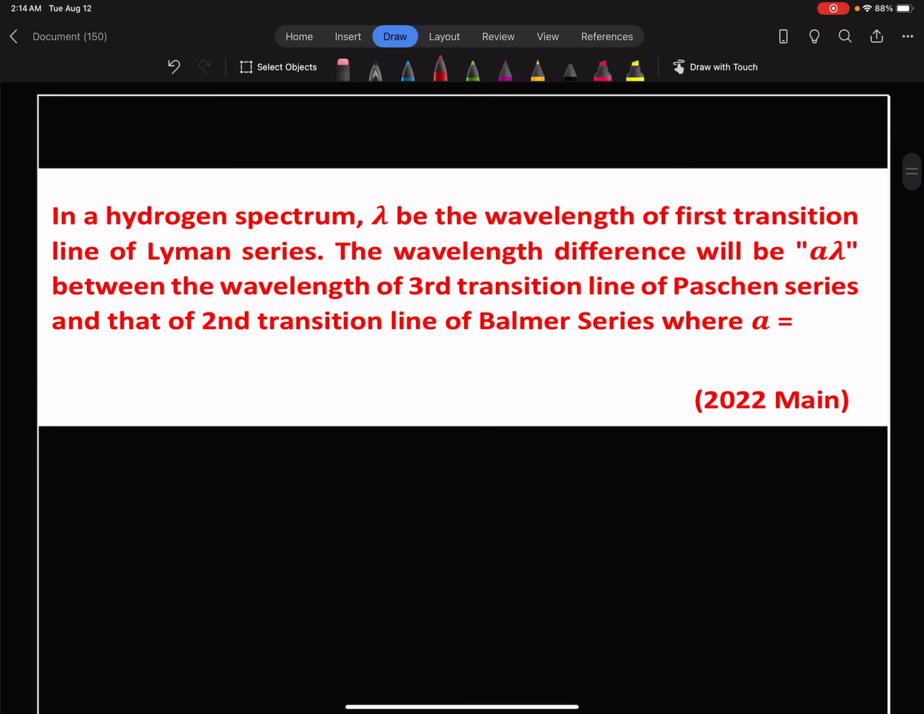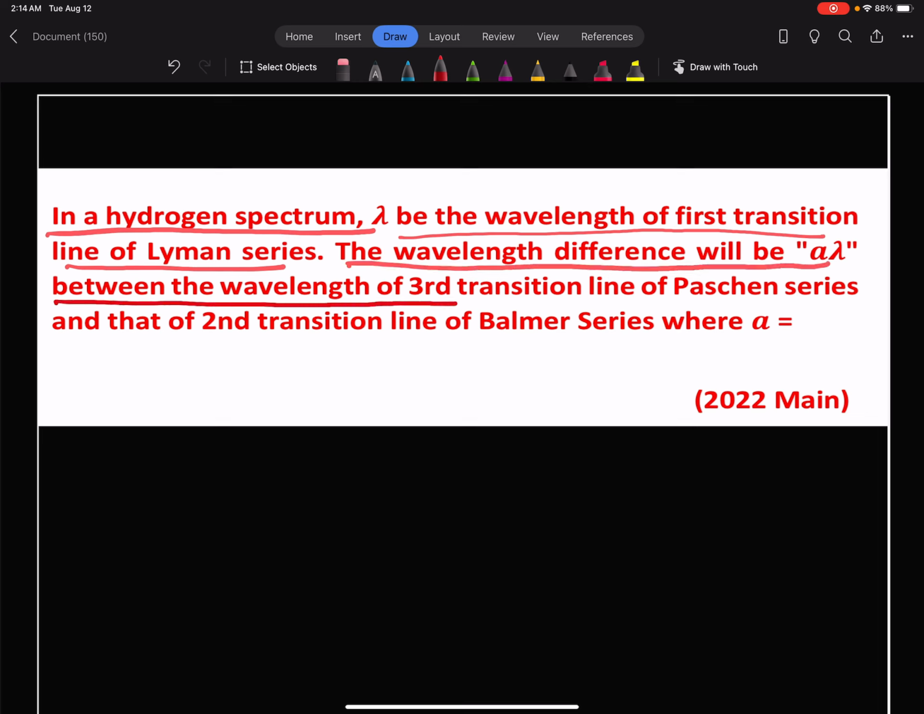It states that in a hydrogen spectrum, lambda is the wavelength of the first transition line of the Lyman series. The wavelength difference will be A lambda between the wavelength of the third transition line of the Paschen series and that of the second transition line of the Balmer series, where the value of A is asked. So we are supposed to find the value of A, which is being multiplied by lambda.